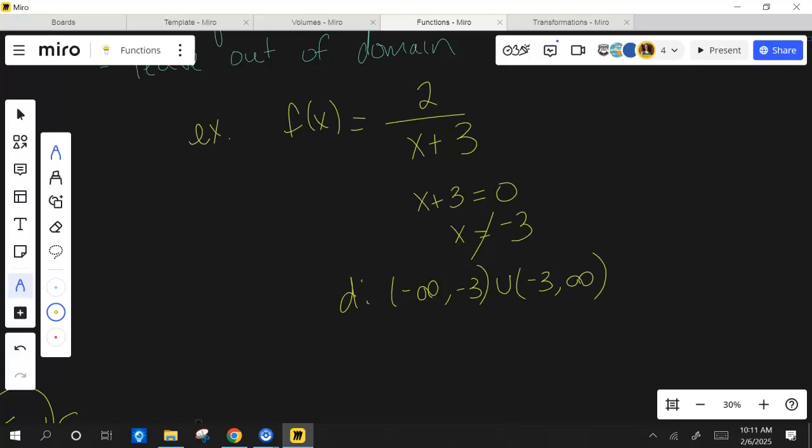That's left out. If you think about it, that means I can come as close as I can get to negative 3 without actually being negative 3, and same on that side. That's because this one has an asymptote at negative 3. It's been shifted left 3.